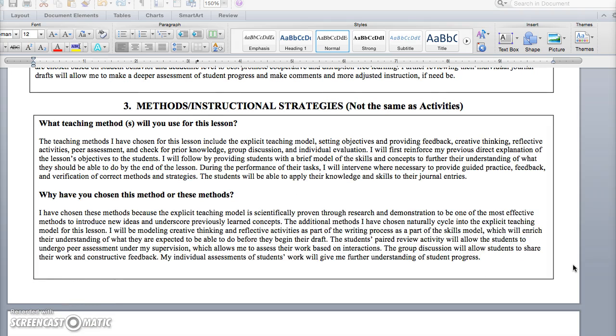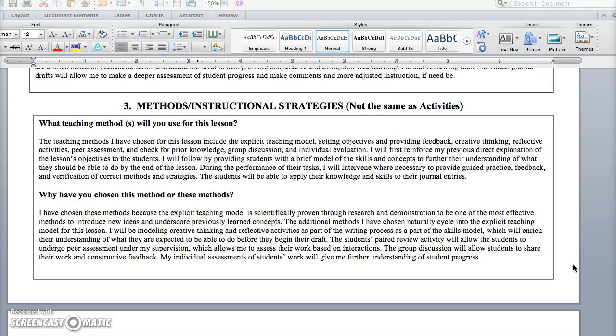The teaching methods I have chosen for this lesson include the explicit teaching model, setting objectives and providing feedback, creative thinking, reflective activities, peer assessment, check for prior knowledge, group discussion, and individual evaluation. I will first reinforce my previous direct explanation of the lesson's objectives to the students. I will follow by providing students with a brief model of the skills and concepts to further their understanding of what they should be able to do by the end of the lesson.